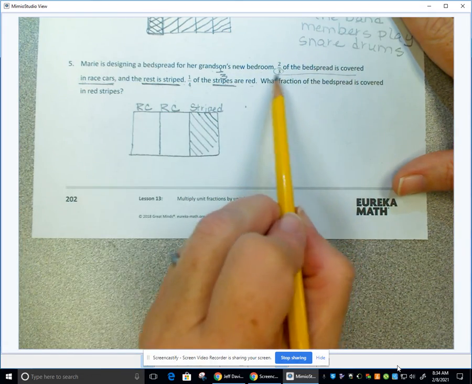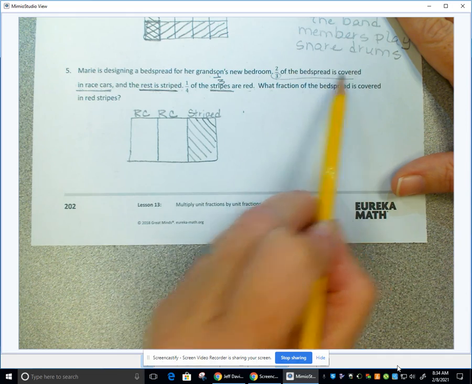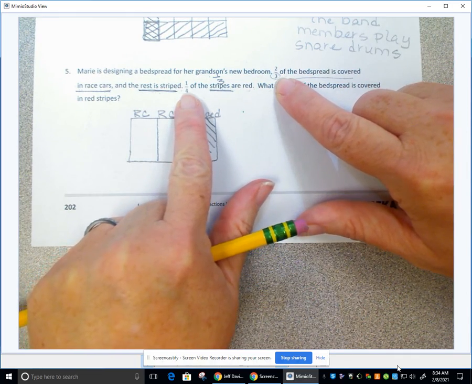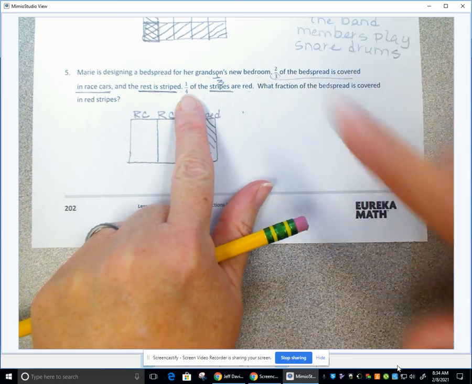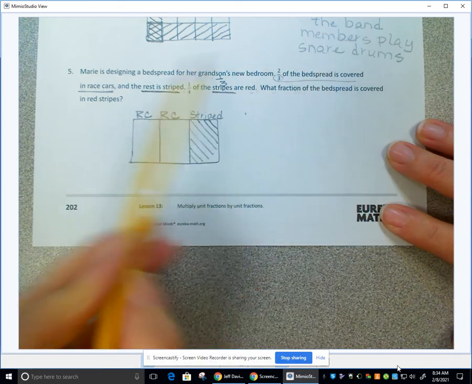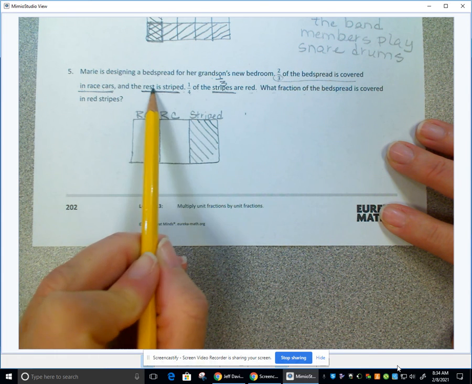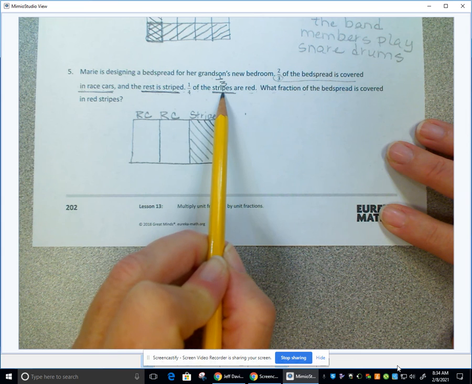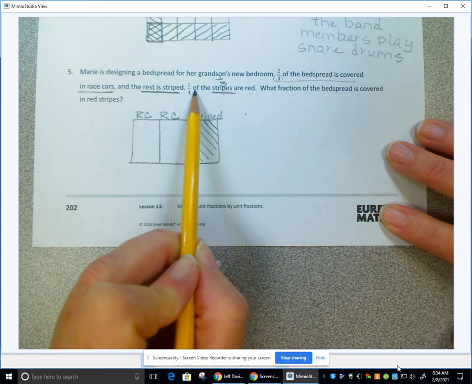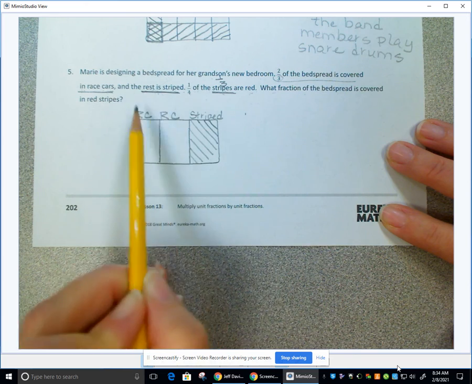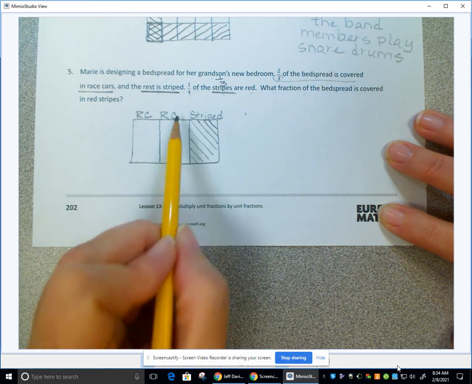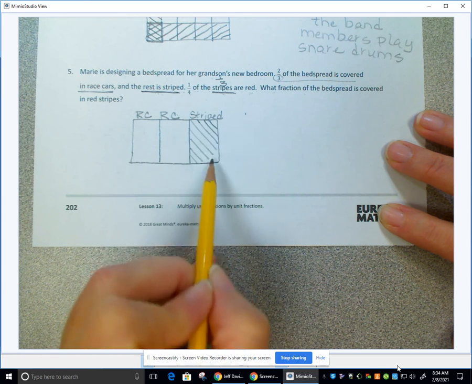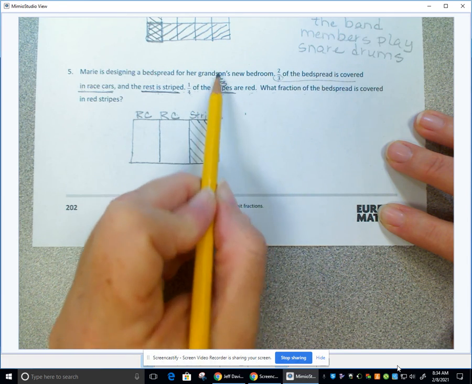Because it's really asking me, it's telling me 2/3 of the bedspread is covered in race cars. Don't immediately think that you're going to take 2/3 and multiply it times 1/4. Look at what's happening in the problem. 2/3 of the bedspread is covered in race cars, and the rest is striped. Then it says 1/4 of the stripes are red. So we're wanting 1/4 of whatever the rest is. So we go ahead and let's do the thirds, and we go race car, and then striped. So there's my 1/3. I want 1/4 of the 1/3.